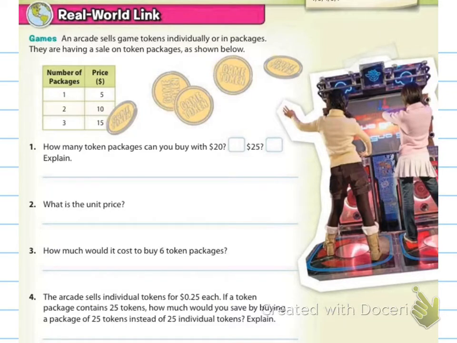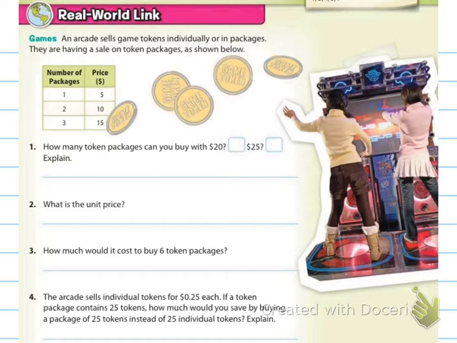So a little link to the real world. For the games, it says that we would go to an arcade and they sell game tokens individually or in packages, and they are having a sale on token packages as shown below. So they say for one package it's $5, for two packages it's $10, and for three packages it's $15. I got that information by looking at my little table here. It wants to know how many token packages can you buy with $20 or $25.